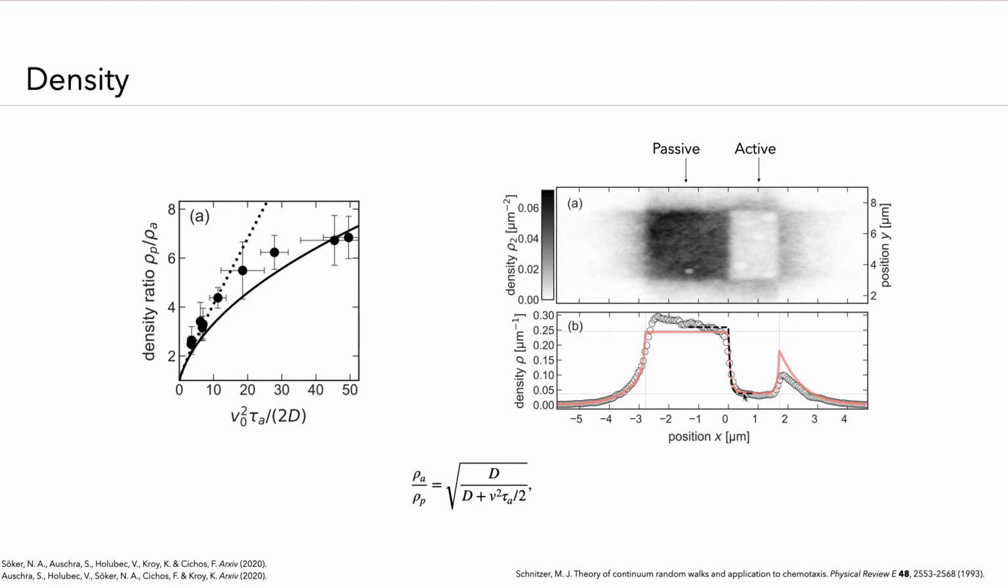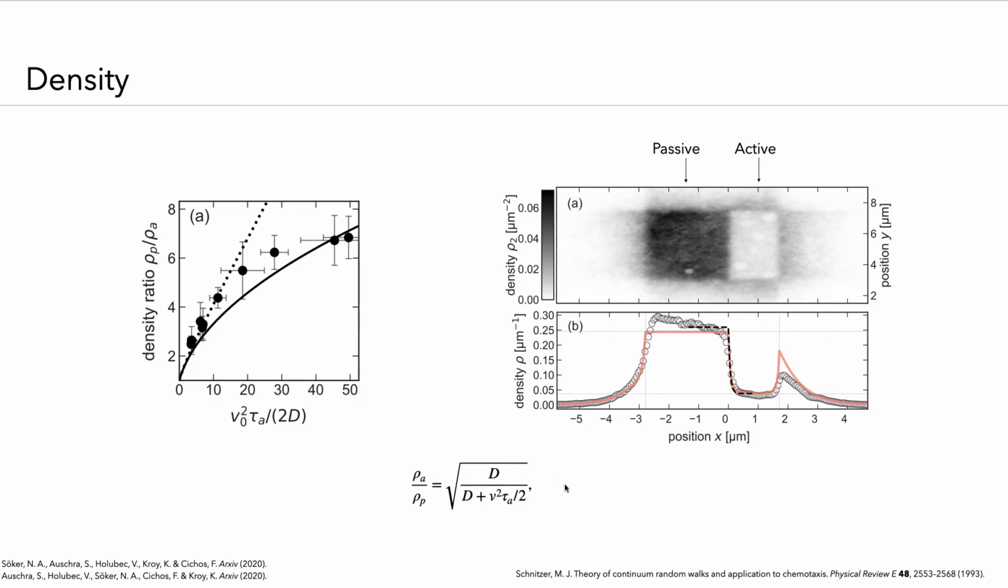And if you take the ratio between active and passive region densities, you find a law which was almost already found by Schnitzer, not completely. So in that case, the density ratio is given by the diffusion coefficient divided by the effective diffusion coefficient in the active area. So in principle, if both are active, this is the ratio of the effective diffusion coefficients. But since we have a passive one, this is the passive, and this is the active region where you have here the active rotational diffusion time and the velocity.